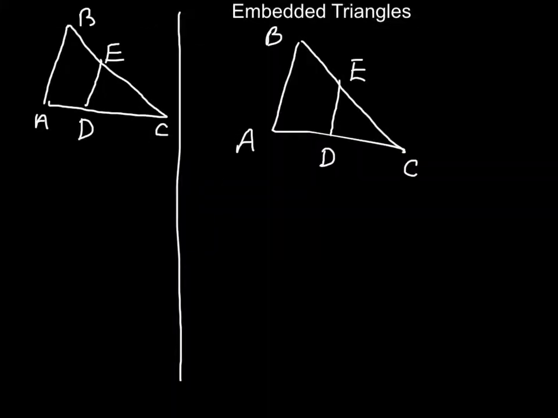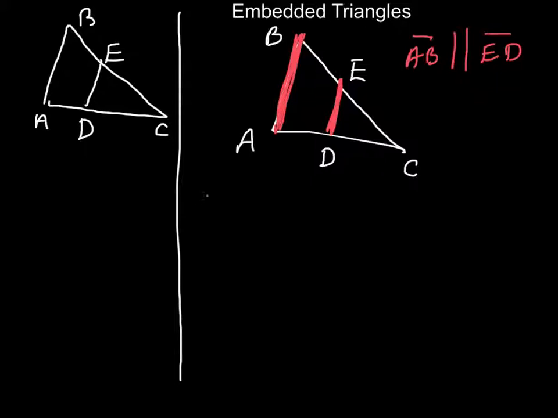On the next slide, we have similar triangles because these triangles are embedded. There's a couple things we need to talk about. The first is that line AB is parallel to line ED. That's important. For embedded triangles, these two lines have to be parallel to each other. Embedded means one inside of the other.